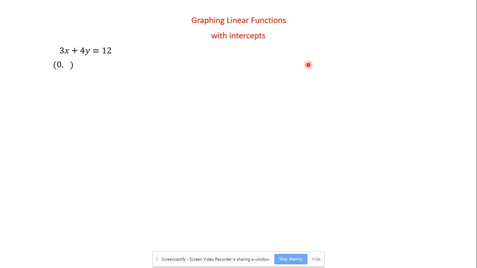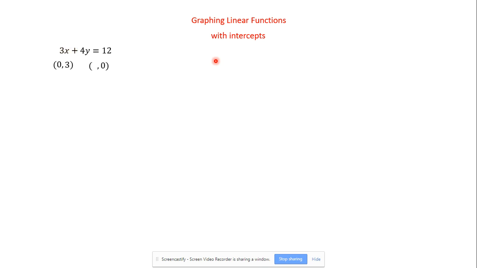One of them is going to be 0, something. One of them is going to be something, 0. If it's 0, something, x is 0. So we plug in 0 for x. 3 times 0 is 0, so that term just kind of goes away. We have 4y equals 12. So what does y equal? Well, divide by 4, y equals 3.